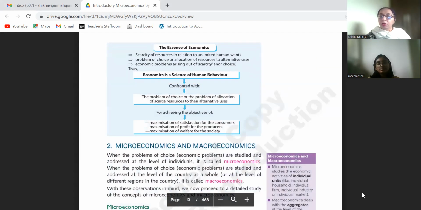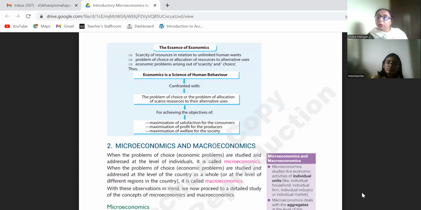The essence of economics: scarcity of resources in relation to unlimited human wants, problem of choice or allocation of resources to alternative uses, economic problem arising out of scarcity and choice. So this is what I was telling you, demand and supply. Why do we need to study the economic problems? Because they arise out of scarcity. What is scarcity? The resources are limited and the demand is more, right? And making the best choice out of the alternatives available.